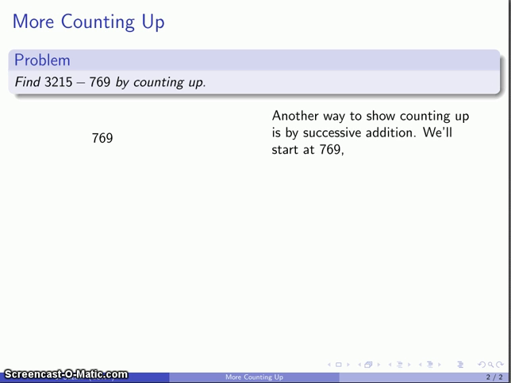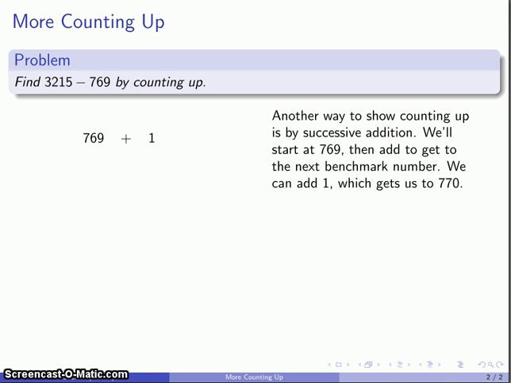What we add to it is based on the question of what is an easy number to work from. We might begin by adding to get to the next benchmark number. So 769 is almost 770. If I add 1, I'm going to get to 770, and that is a number that is nice because it has no ones, it only has hundreds and tens.